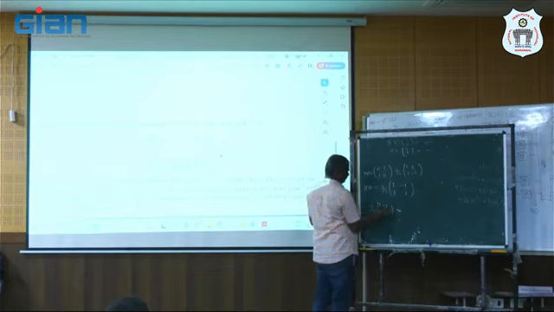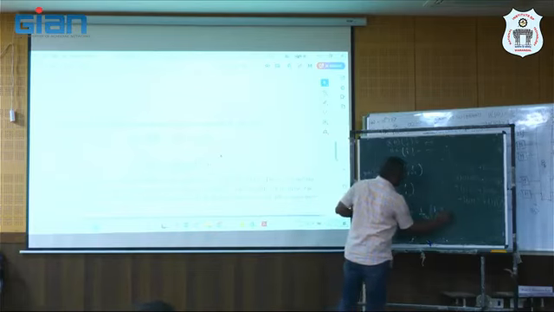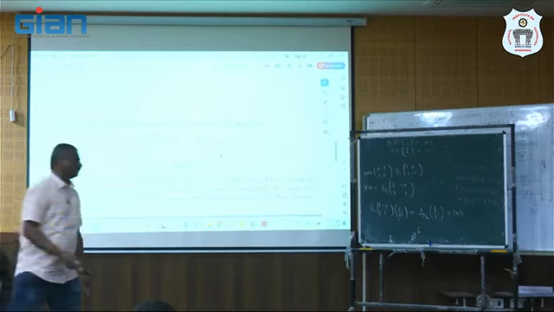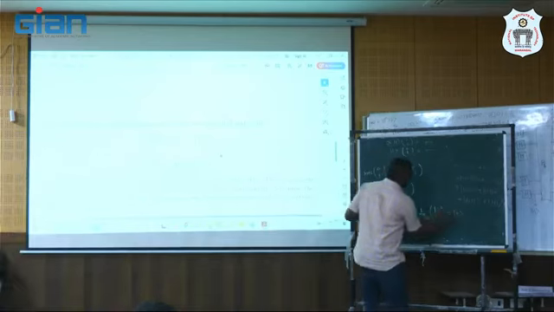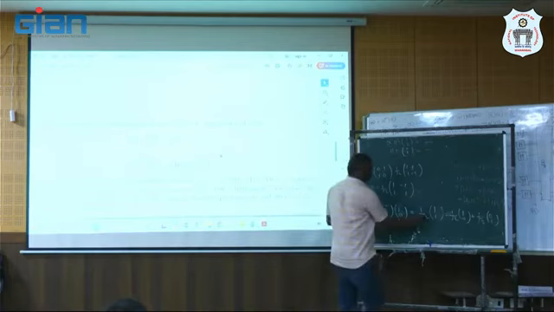What is that we get? With 1 0, again 1. This is nothing but the plus state, no? 1 by root 2 ket 0 plus 1 by root 2 ket 1. Those who have difficulty, we can write this as 1 by root 2 times 1 0 plus 1 by root 2 times 0 1. Both are same, no? This and this.